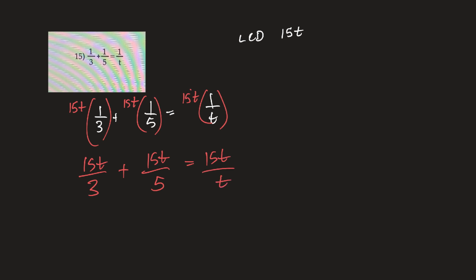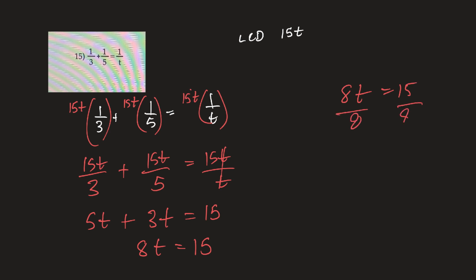The first one simplifies to 5t, this one to 3t, and this one to 15. Adding that, you get 8t is equal to 15, and then divide both sides by 8. So t would be 15 over 8. Like I said, we'll do that in another section, so a question like that won't be on the test.